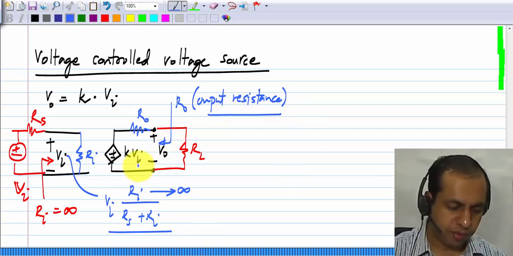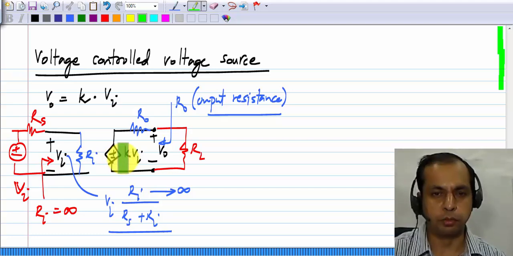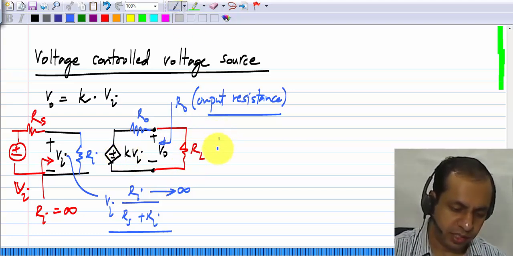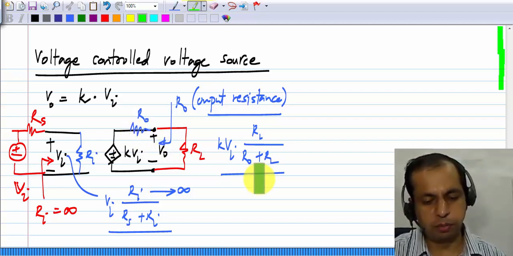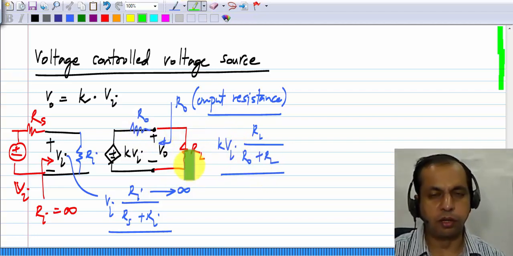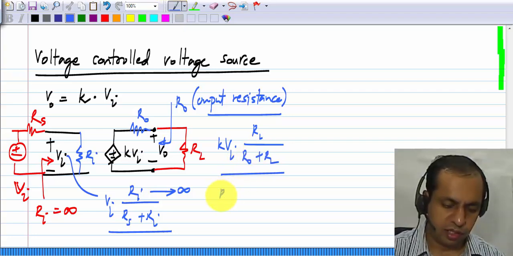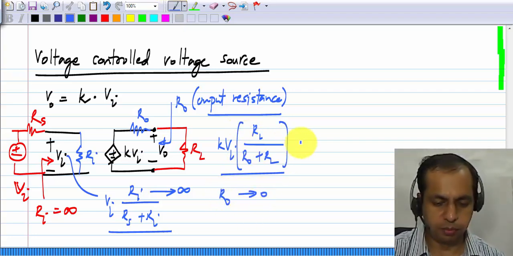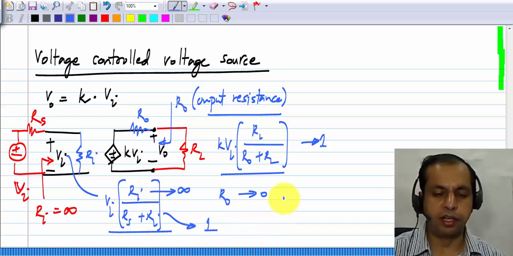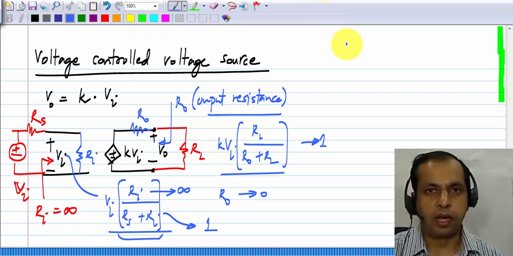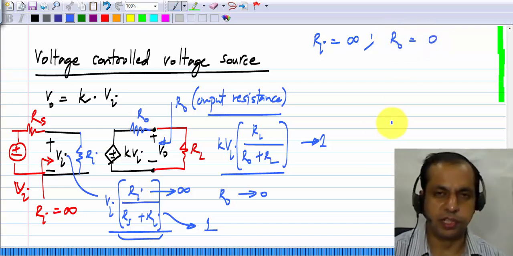Then you can see that, let's first imagine that Ri is infinity. So all of Vi appears here and this voltage source gives you K times Vi. But the actual output voltage that appears here is K times Vi times RL by Ro plus RL. Okay. So if Ro is comparable to RL or higher, then the voltage that you get across the load is very different from KVi. It is much smaller than that. So in reality, you can clearly see that Ro must be 0. So in this case, this fraction becomes 1. Okay. And similarly, Ri becoming infinity takes this fraction to 1. So that's the ideal characteristic of a voltage controlled voltage source. So the characteristic of a voltage controlled voltage source is that the input resistance Ri is infinity and the output resistance Ro is 0. Okay.